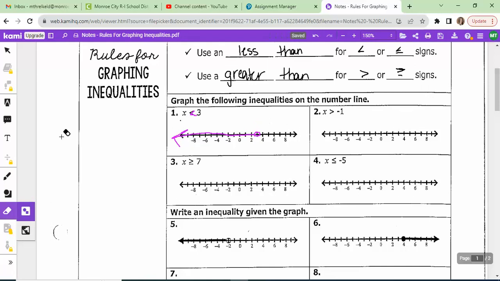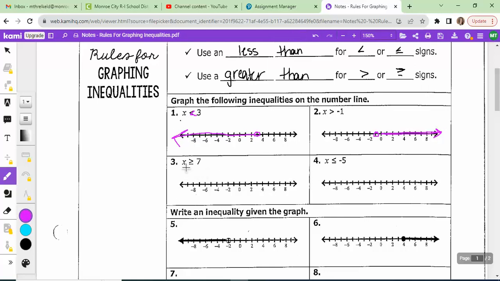So, the next one. This says x is greater than negative 1. As long as the x is on the left, this inequality tells you which way my arrow is going. To the right. So we start at negative 1. It didn't have an equal to, so we do an open circle at negative 1 and go to the right. So any number I pick on that line is bigger than negative 1. 0 is bigger than negative 1. 2 is bigger than negative 1. 5 is bigger than negative 1.